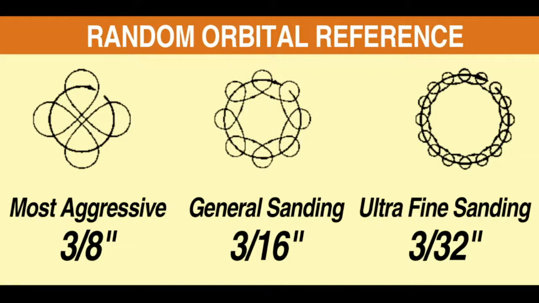The third one is a 3/32 orbit. This is a very tight orbit, used for very fine applications. It is most commonly used in the auto body industry when you're doing body work, maybe some glass work, things like that. Very, very fine applications. But you can see those pictures there. They go up and down, and those orbits are like that.